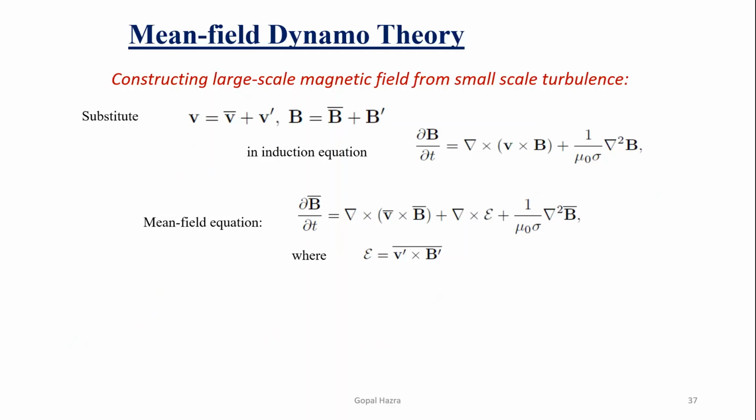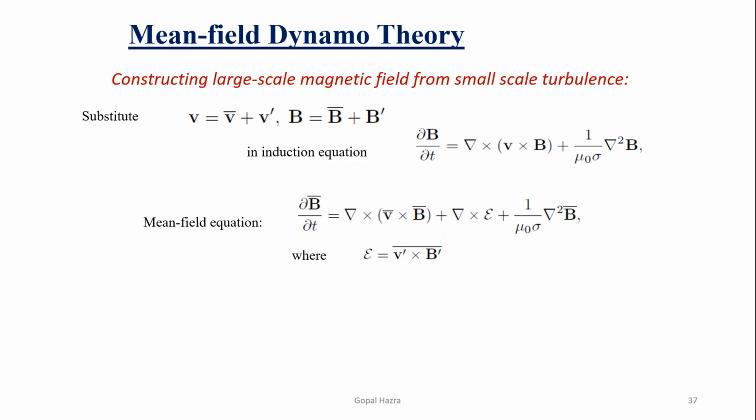In the mean field theory, the solar convection zone is turbulent, so we take a statistical ensemble average. We assume that all the small fluctuations, we can put as the mean flow and a fluctuation on top of that. So these are the ensemble averages over many measurements, and this mean flow, then you have the v prime. And similarly, we can write the magnetic field as a mean magnetic field and a fluctuation.